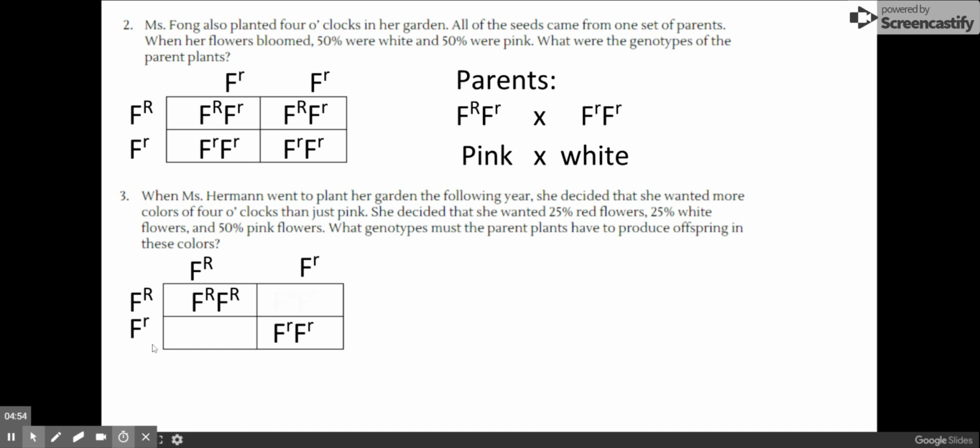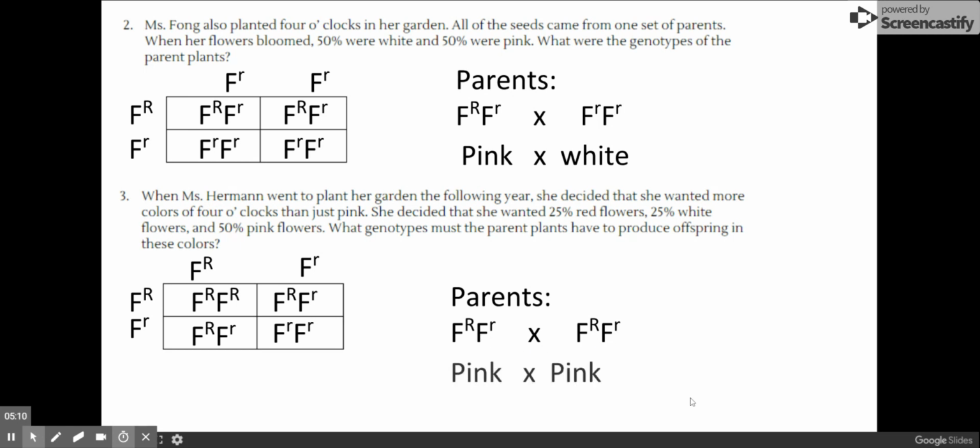By filling in the other boxes, the other combinations, we can see how we're going to get those pink flowers as well. So the parents needed to be heterozygous, both of them, which means they're both going to be pink.